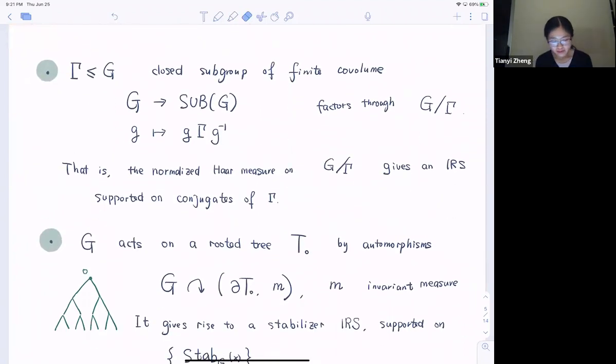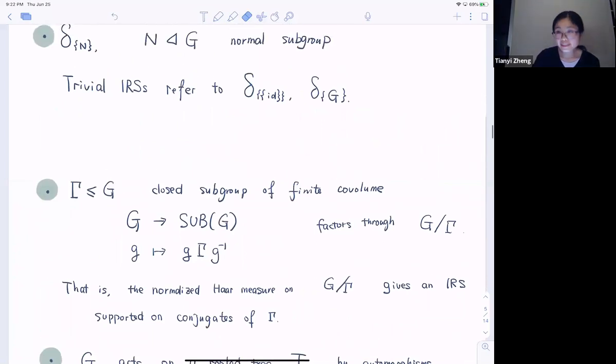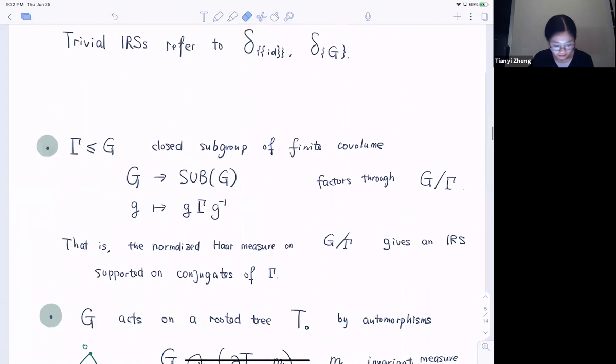And then you can also consider closed subgroups of finite covolume. So if you have a Gamma that is a closed subgroup of finite covolume, you can consider its conjugations under G. Just by definition, this conjugation action factors through the cosets. And then you can push forward the normalized Haar measure on the cosets G mod Gamma to an invariant measure on Sub G. So this tells you that closed subgroups of finite covolume, in particular lattices, can give you particular examples of invariant random subgroups. So that was one reason people were interested in studying IRSs. They simultaneously generalize normal subgroups and lattices. So that was of some interest to understand.